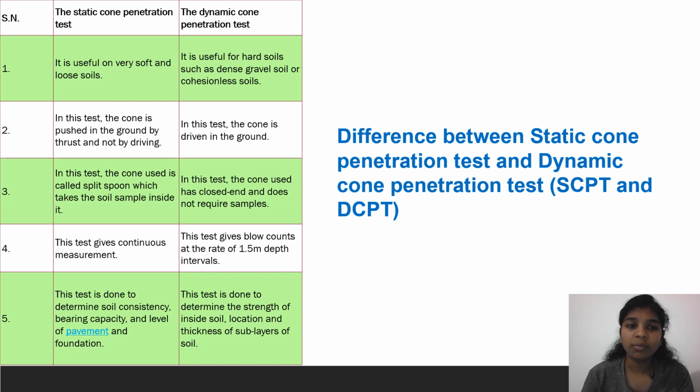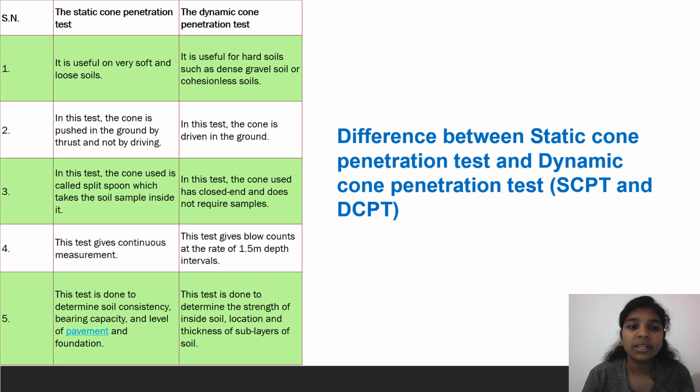In a static cone penetration test, the cone is pushed into the ground by thrust, not by drilling. But in a dynamic penetration test, the test is done with the help of a hammer, and the cone is driven into the ground.